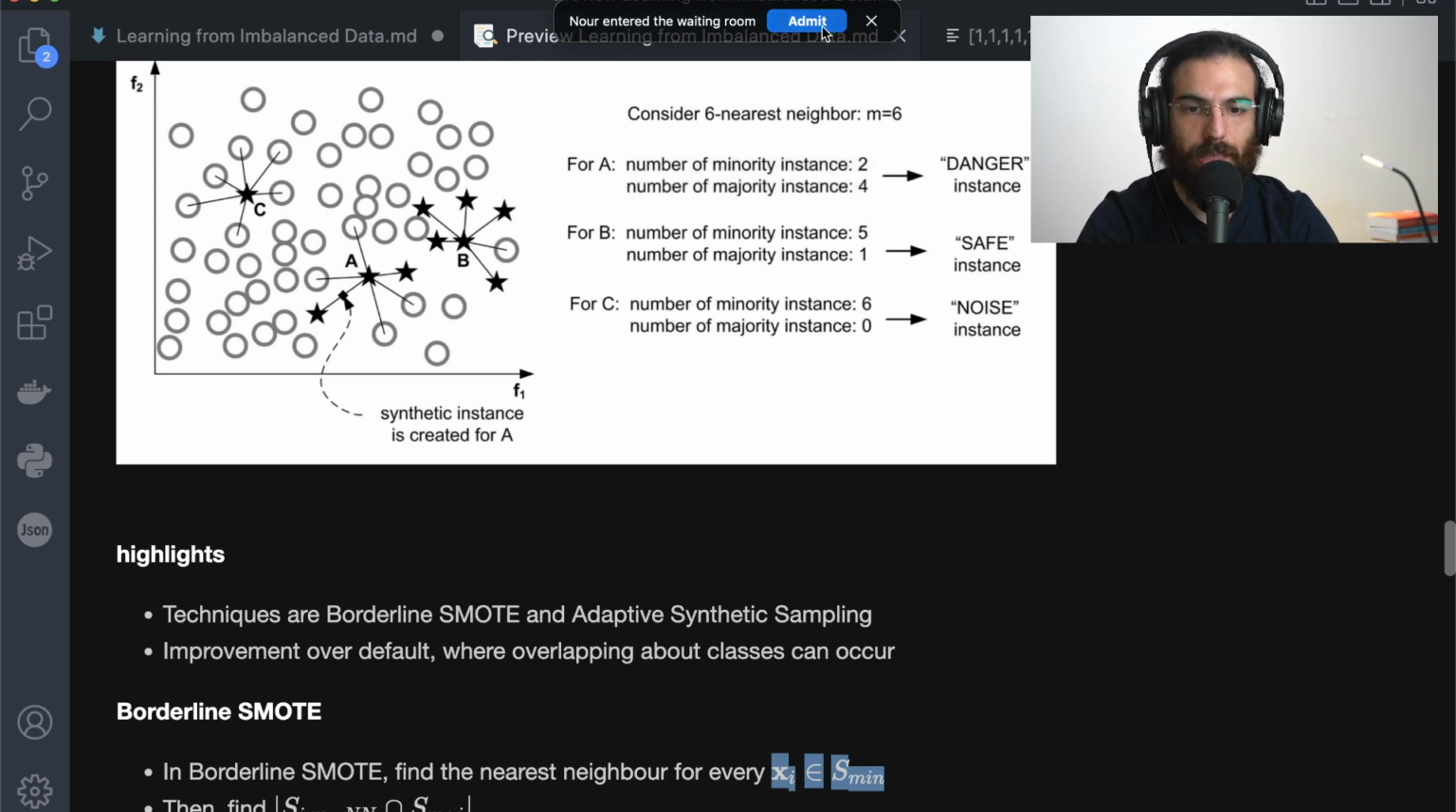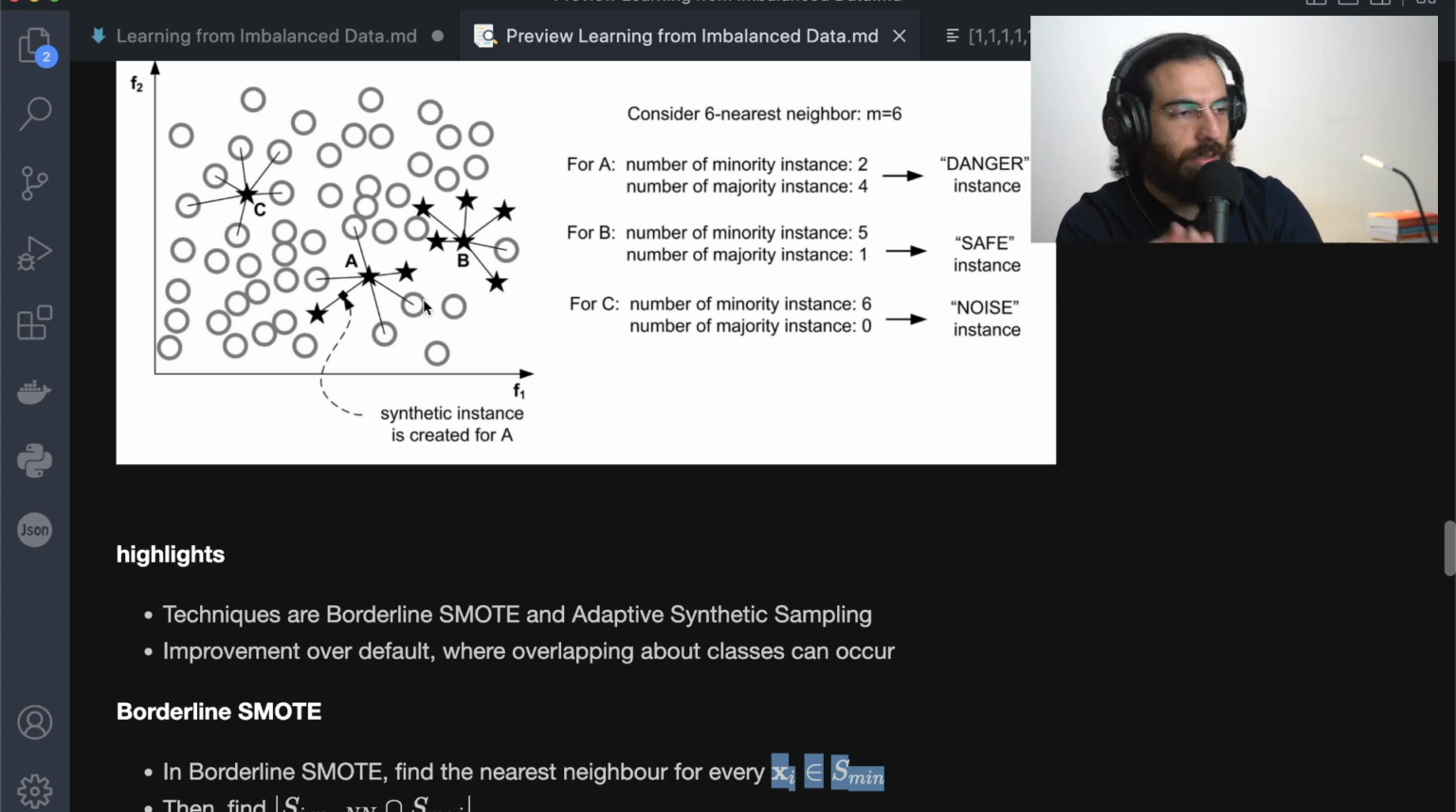Okay, so for example, for observation A, it is surrounded by two members of the minority class. This is A, that's one member of the minority class, and that's another member of the minority class. Whereas it is surrounded by four members of the majority class. So there's 1, 2, 3, and 4.